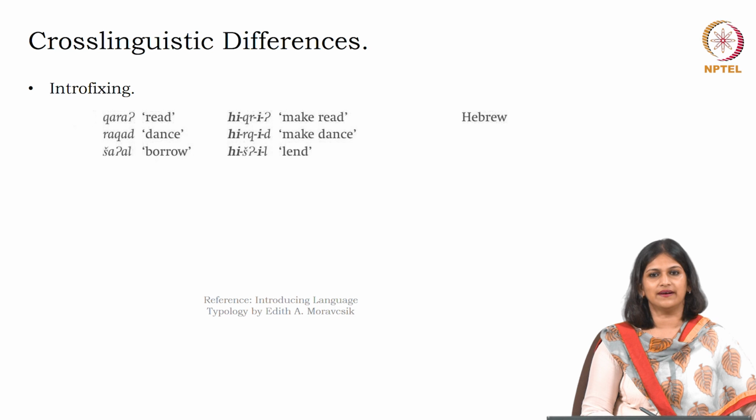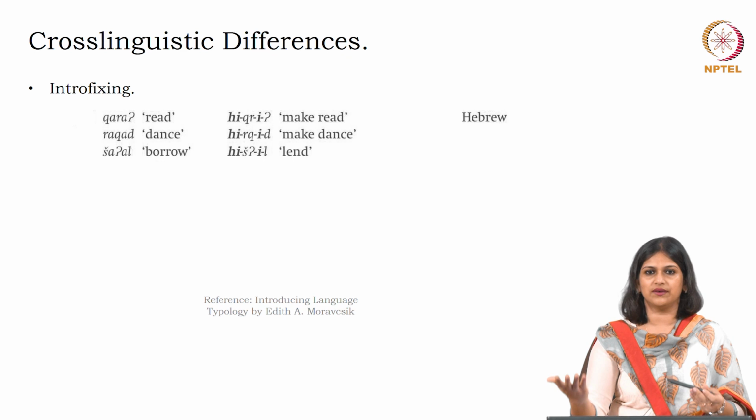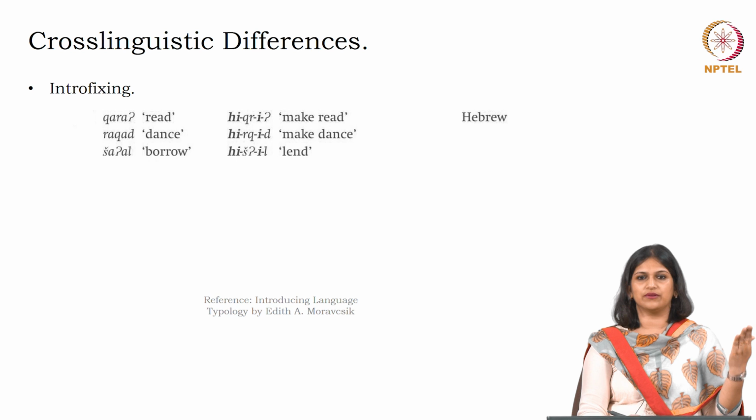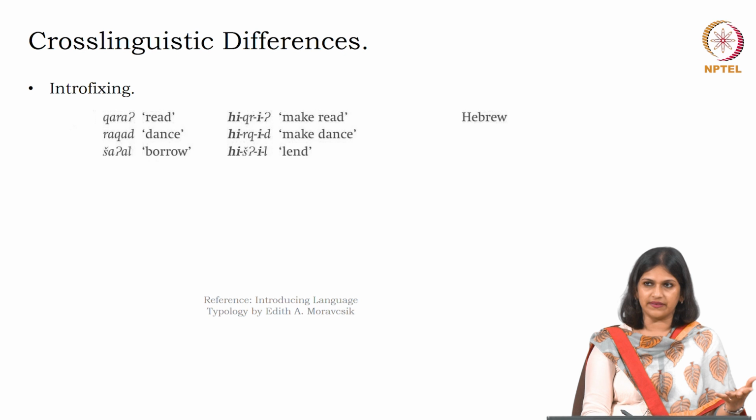So what happens in Hebrew? This is the third order pattern. First we had what? Let's try to figure out. The first order pattern was affixation, or you can say prefix or suffix. The second order pattern is infixation, and then the third is circumfixation, or you can call it circumfix, and now we have the introfix.